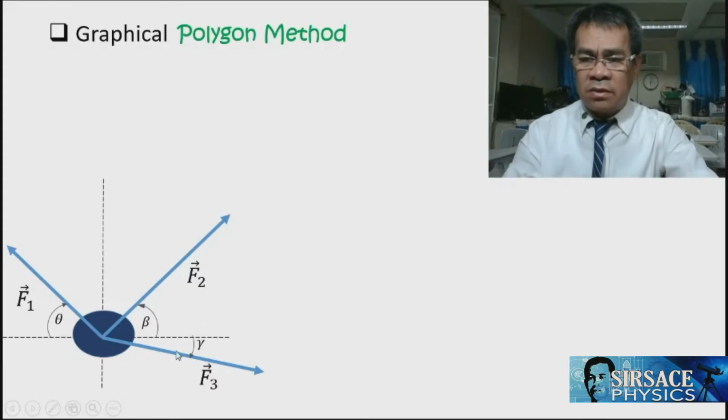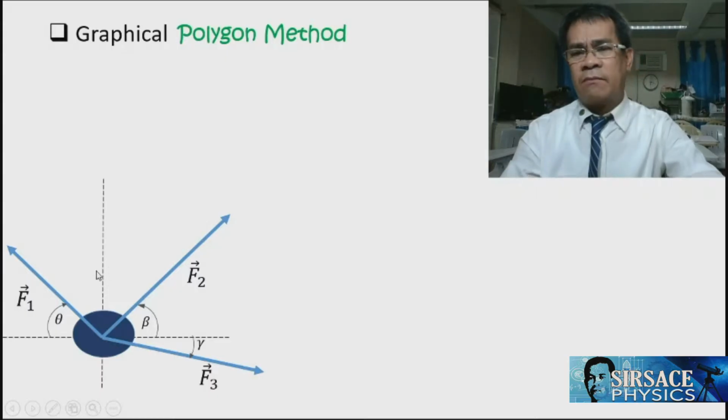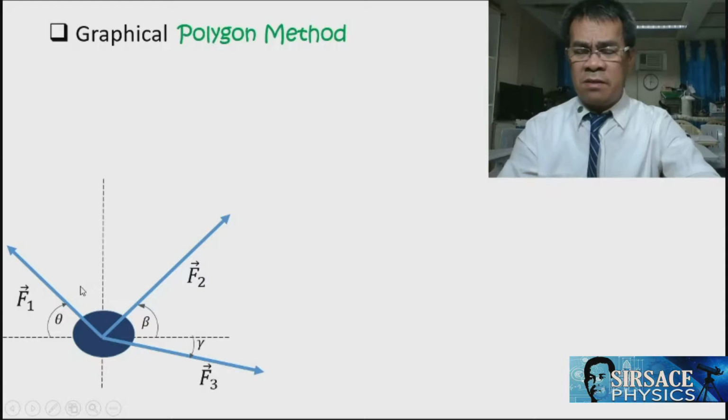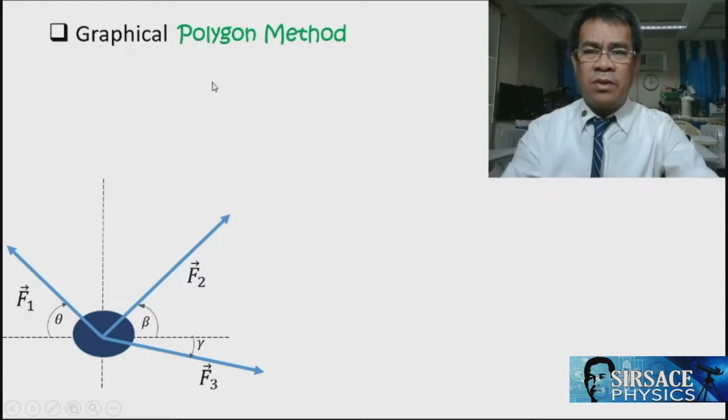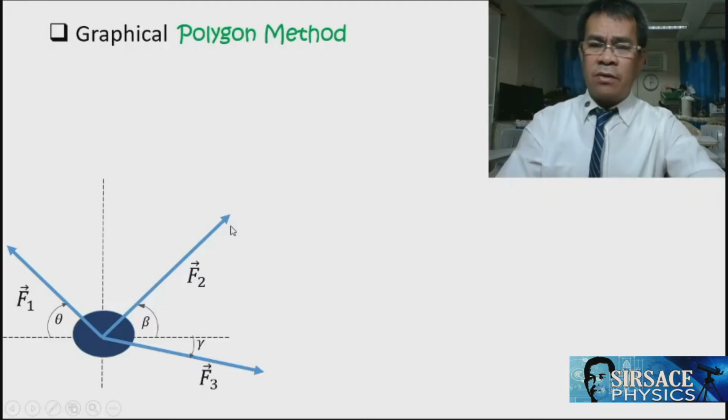Then after that, the result will be combined again with another vector. So if you want to calculate this vector sum in the simplest way, I would recommend using the polygon method instead of the parallelogram method, because the parallelogram method is applicable only for two, but when there are three or more forces, it is advisable to use the polygon method. So what is a polygon method?